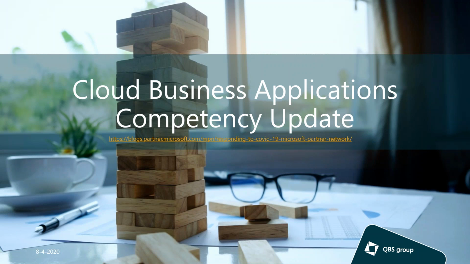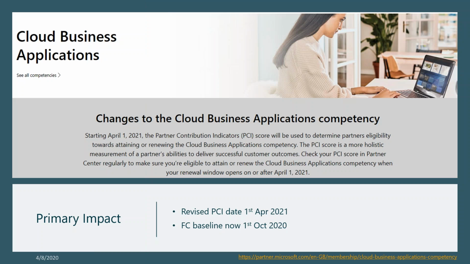I recommend that you briefly familiarise yourself with all of the items in there, for awareness purposes. There was information also on Microsoft Teams and other core applications that you will use within your business, as will your customers. For me, the most important piece for this call was the fact that a new date had been set for the partner contribution indicators, or the PCIs, to take effect as part of the requirements for the Cloud Business Applications competency. The date for this is now April the 21st, 2021. The baseline snapshot for the functional consultant metric has also been pushed back from March the 31st until October the 1st, 2020.